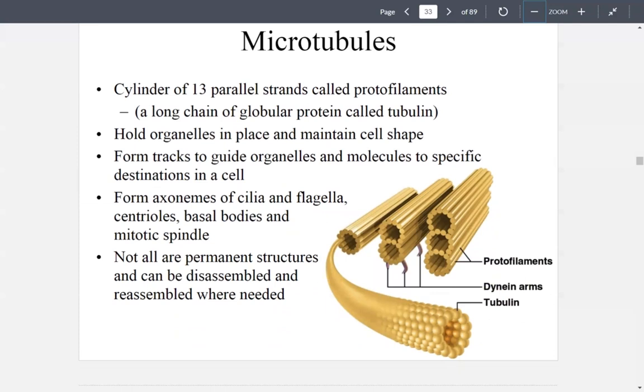They can be permanent, but they can also be temporary. For instance, found within cilia and flagella, permanent. Found within a mitotic spindle, temporary. They're assembled and disassembled as they are needed or not needed.